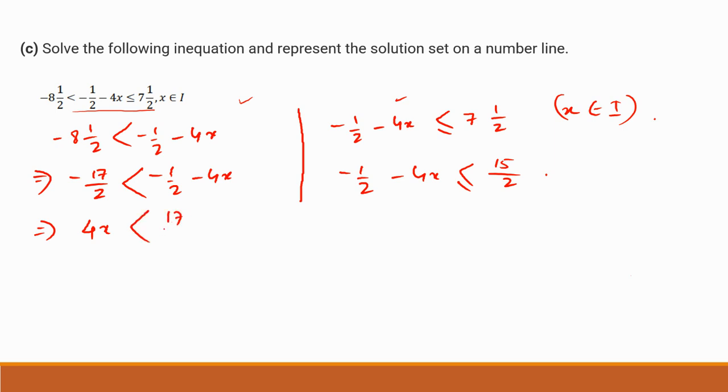4x is less than or equal to 17 by 2 minus half, and this one you will get 4x is greater than or equal to minus half minus 15 by 2.